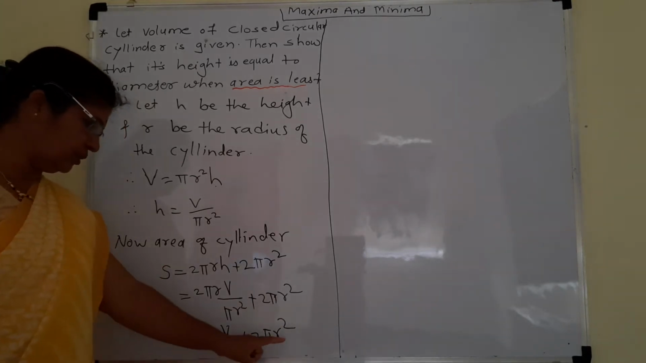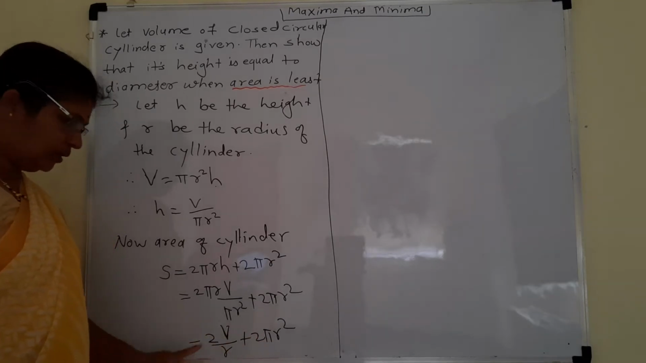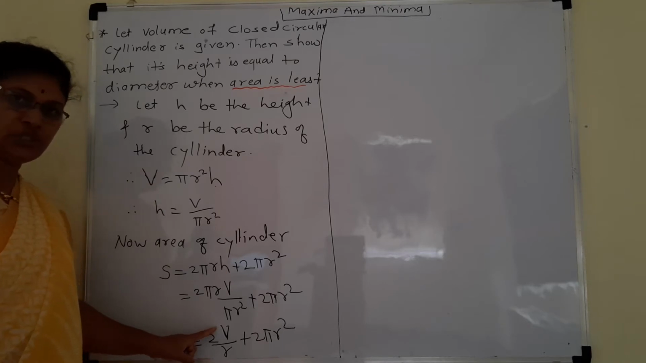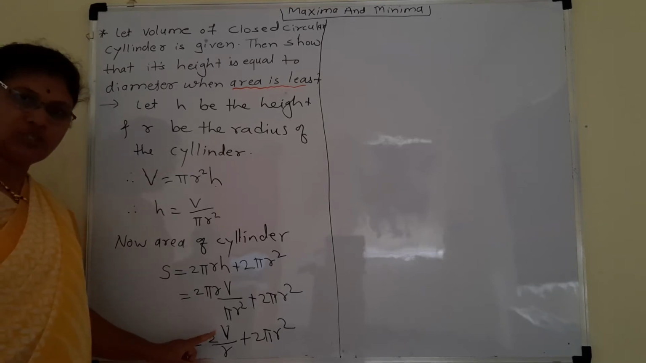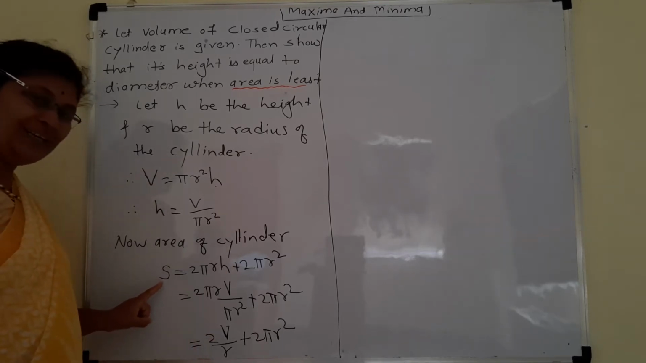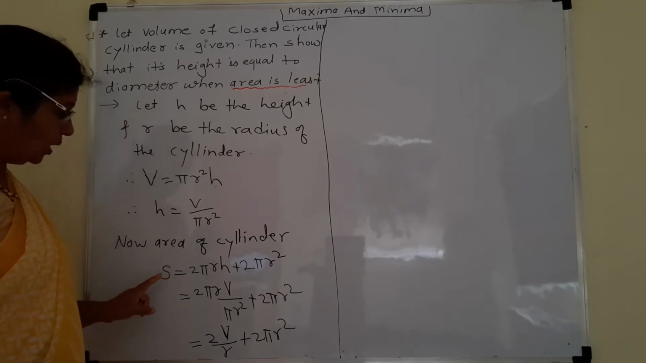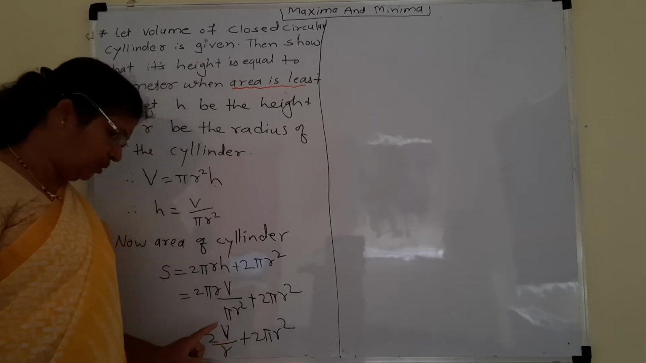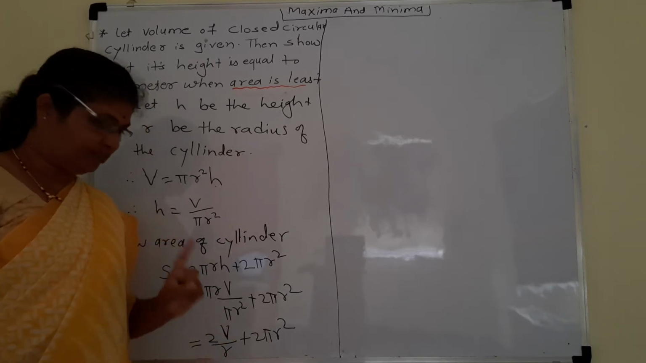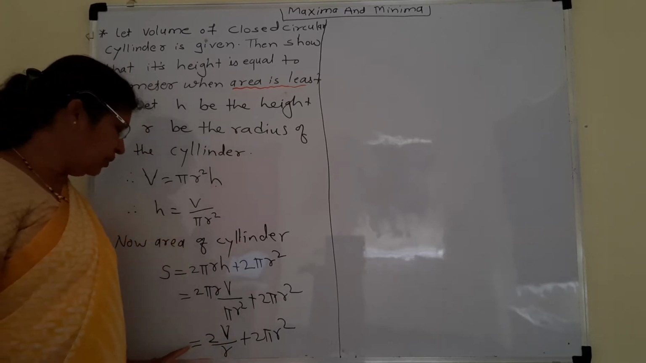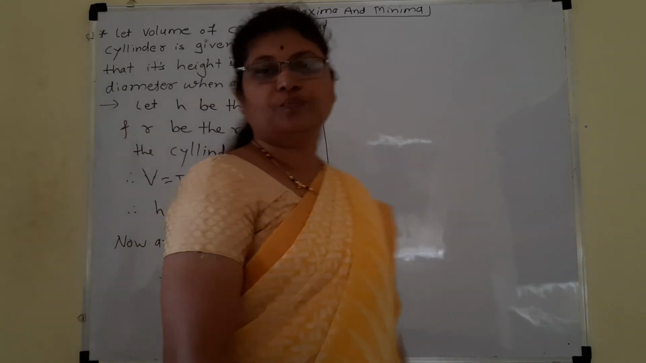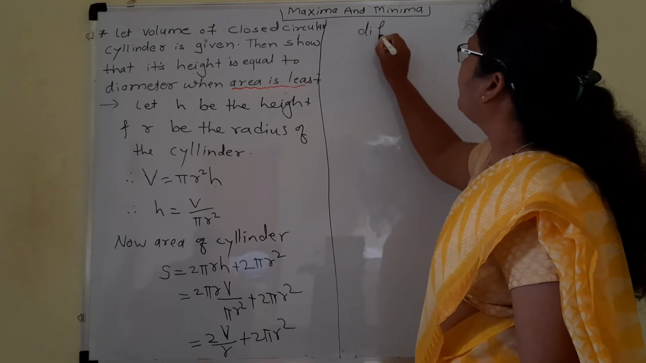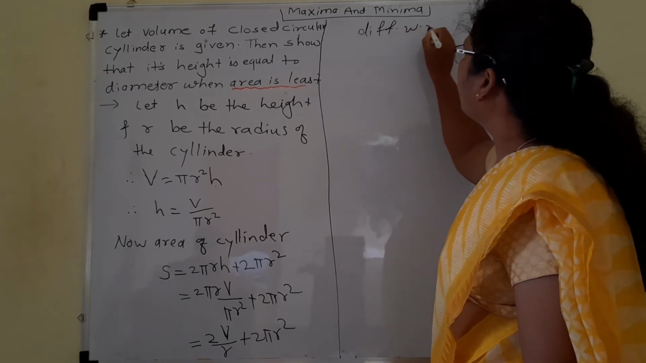Now this total function is in r. Remember this v is given, it is constant, it will not change. Volume will not change. We have to find the least surface area. So s is equal to this one, and this function is in terms of r only. v is constant, remember. So differentiate this function s with respect to r.